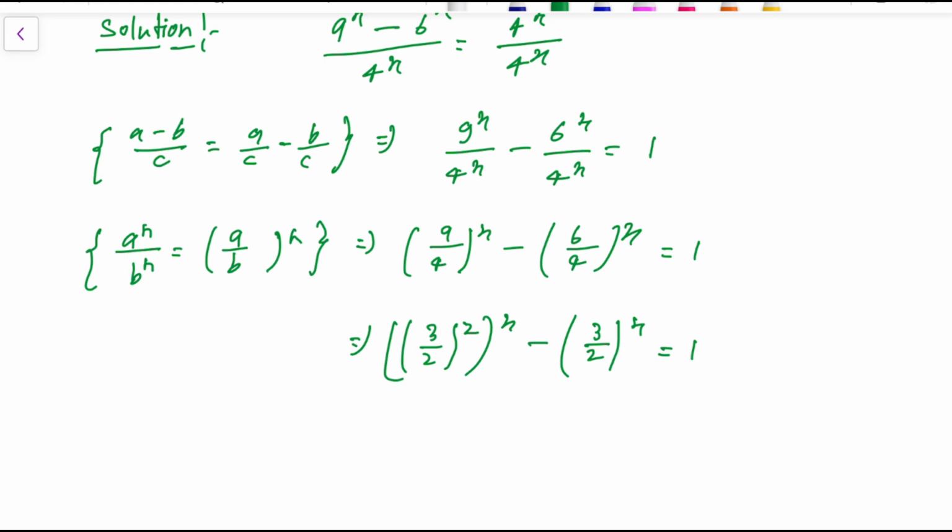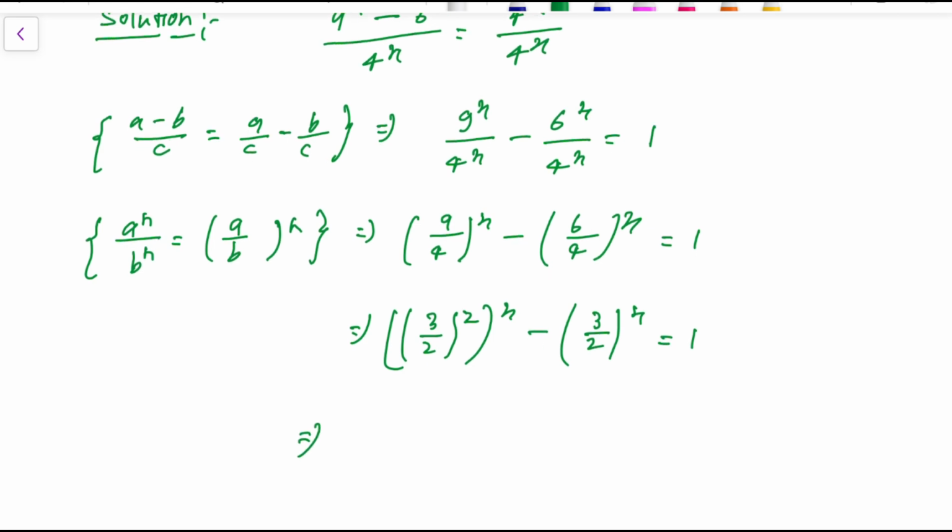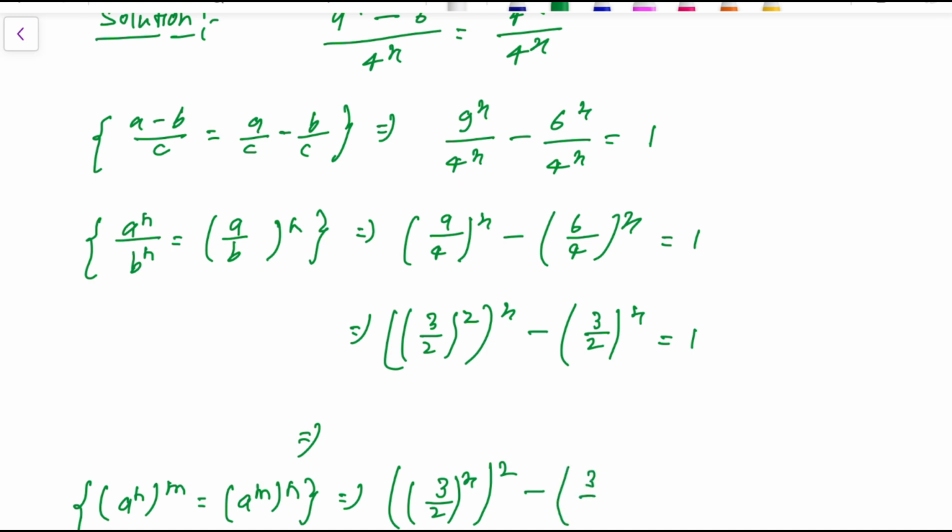to 1. Further, after using the properties of indices, that is, if we have any term like (a^n)^m, it can also be written as (a^m)^n. So the left hand side of the equation becomes ((3 by 2)^x)^2 minus (3 by 2)^x is equal to 1.